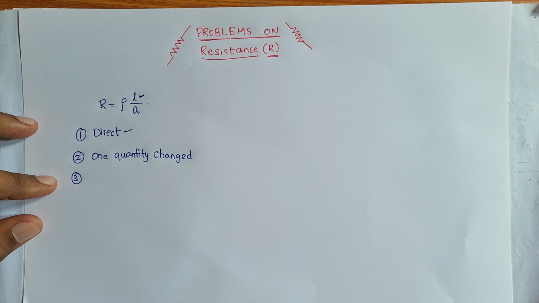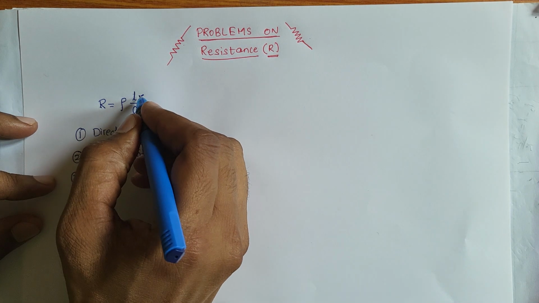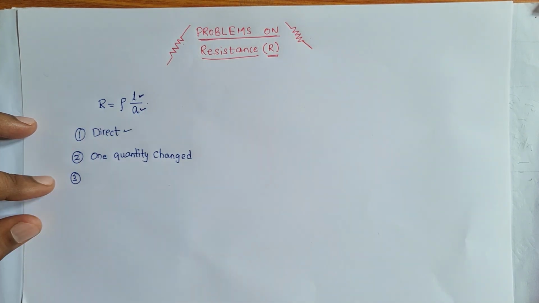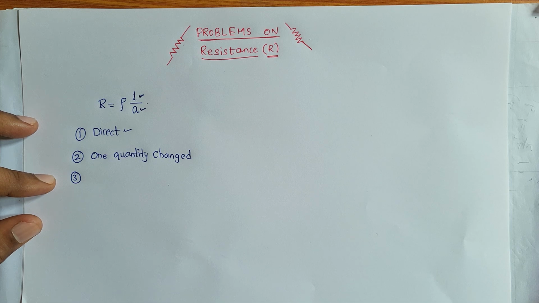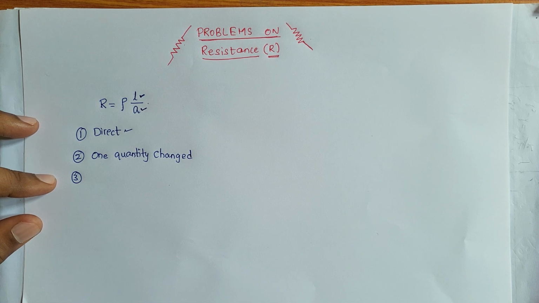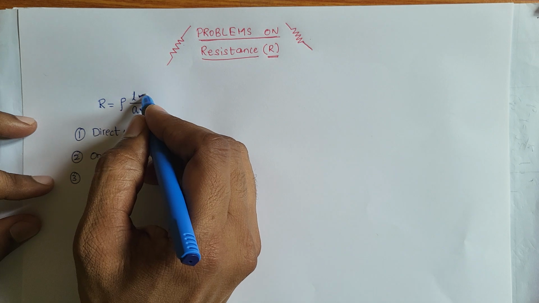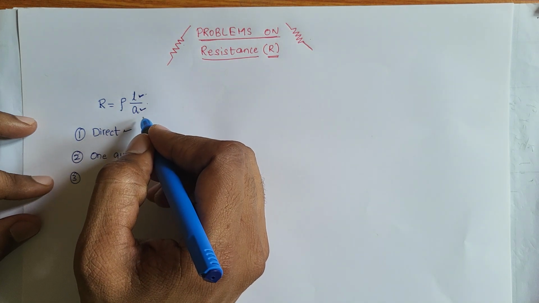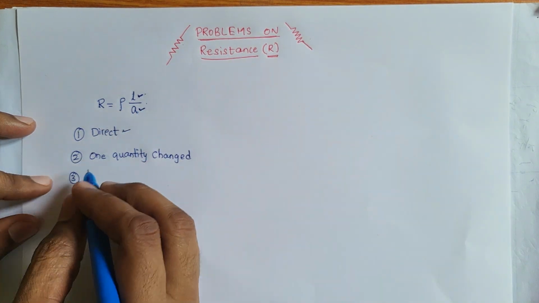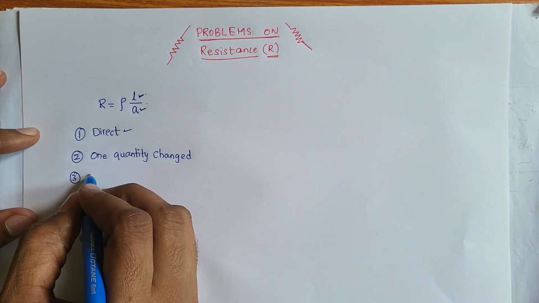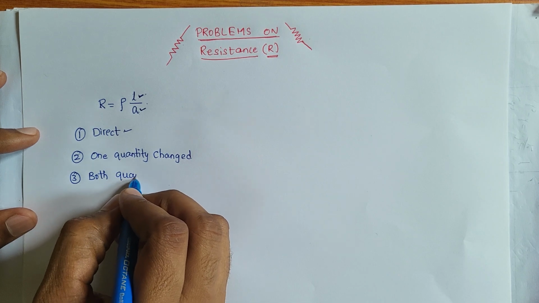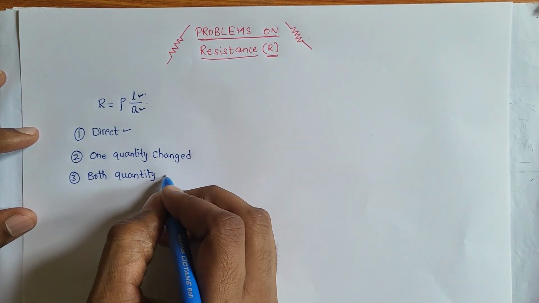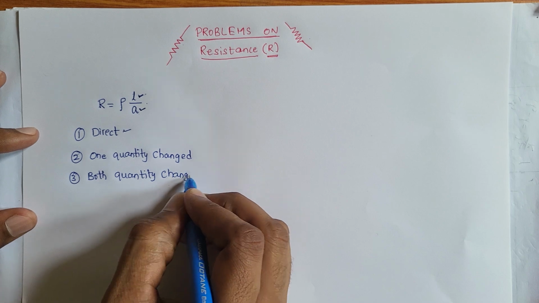And one more model of framing questions is they will change both. Length also they will change and area of cross section also they will change. If they change both, means length is increased 2 times, area of cross section increased to 2 times. Length is decreased to 2 times, area of cross section decreased to 2 times. Like that, either they may increase or decrease length, or they may increase or decrease the area of cross section. Both if they change, that type of problems are also formed. Both quantities changed, or we can also write it as varied.